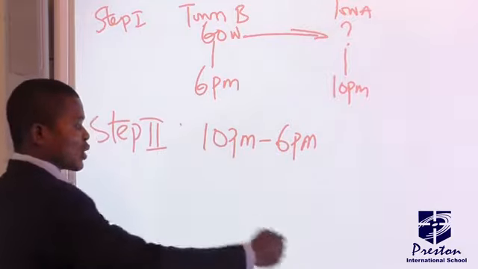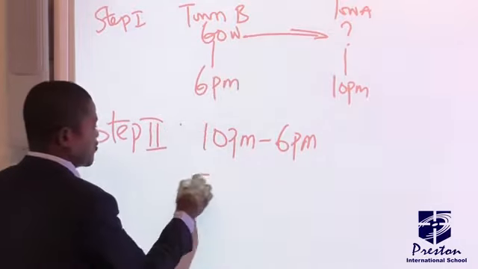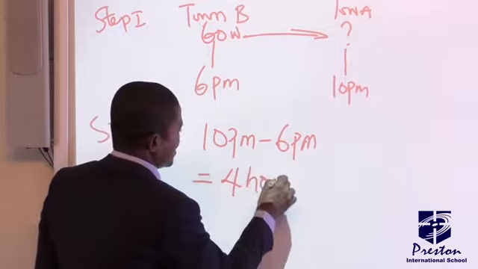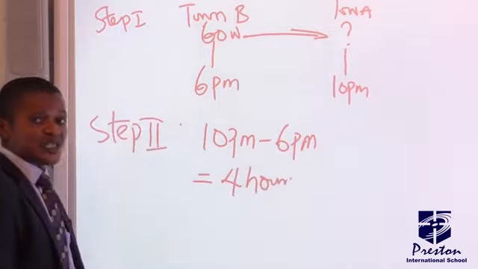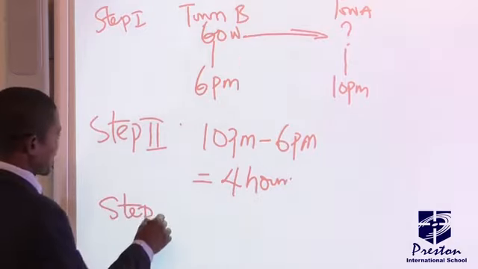So use your clock. At 6 p.m., you now count between 6 and 10. How many hours are there? And you discover, if you have done that very well, that you have 4 hours between 10 p.m. and 6 p.m. Now let's look at step 3, which is the second to the last step.